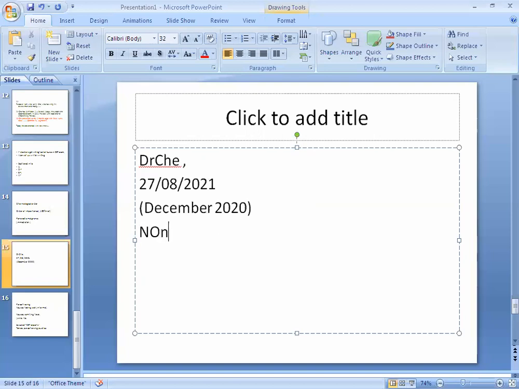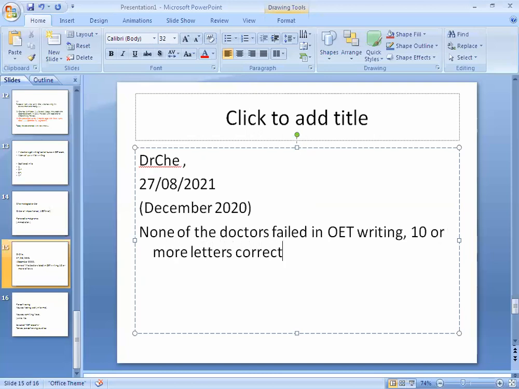None of the doctors failed in OET writing who got 10 or more letters corrected by me. This is true. I have a lot of evidence here, but I don't need to show it because the video will become too long. So believe me, the reason is the way I teach. As I'm a doctor, I know what information is important, how to organize, what is clinical information, how typically we write medical things. So it is easy for all of you to pass the exam.